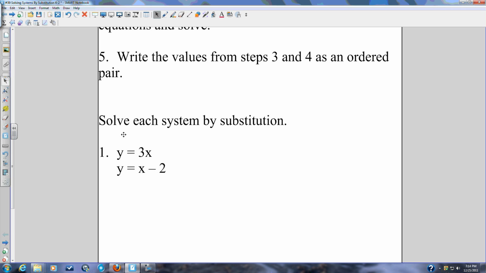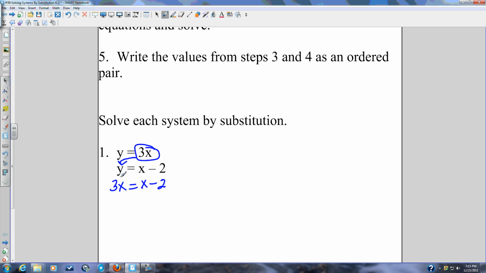Our directions here are to solve each system by substitution. And the first system is y equals 3x and y equals x minus 2. Now the first step was to solve for one variable if necessary. If you notice, both of these equations have a variable that's isolated. They're both solved for y, so we can skip that first step. Now the second step is to substitute an expression into the other equation. Now if y equals 3x in the first equation, there's no reason why we can't substitute it into the second equation. So we've got 3x equals x minus 2.